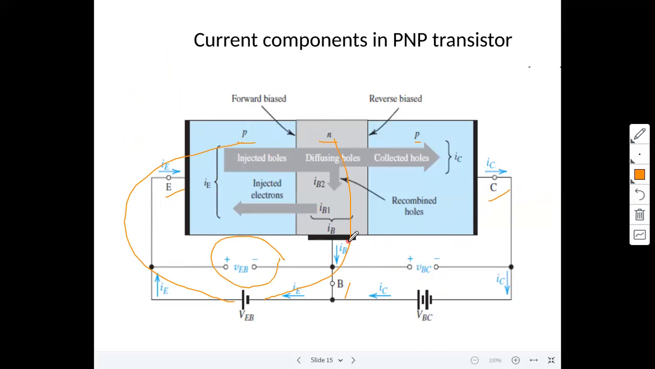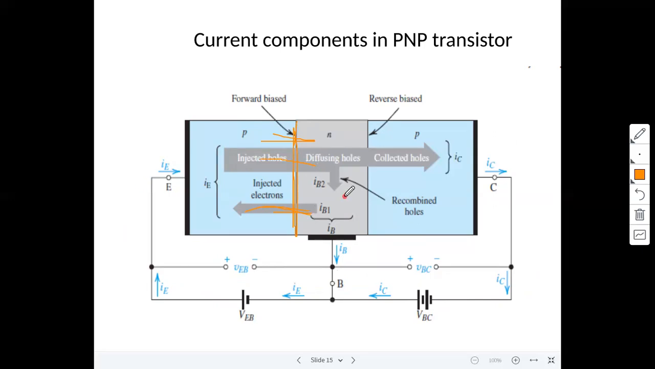Similarly, the collector-base junction. Observe here, the base N is connected to the positive terminal, and here P is connected to the negative terminal, so this junction is in reverse bias. Now what about current flow here? Whenever this junction is forward biased, the majority of injected holes diffuse in this direction. Why? Because this junction is forward biased, we are neglecting the depletion region, so the injected holes cross here.